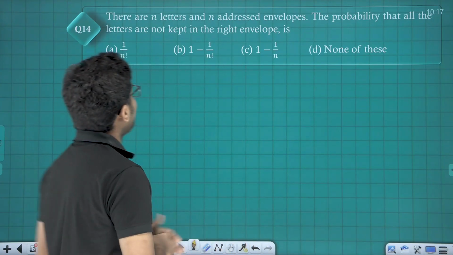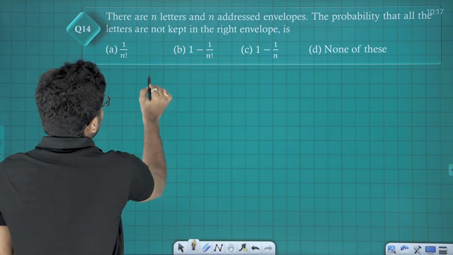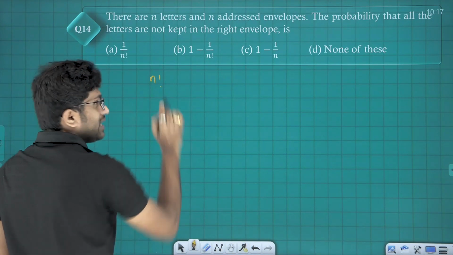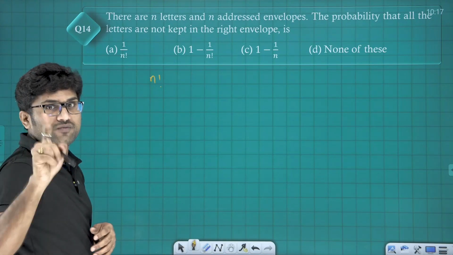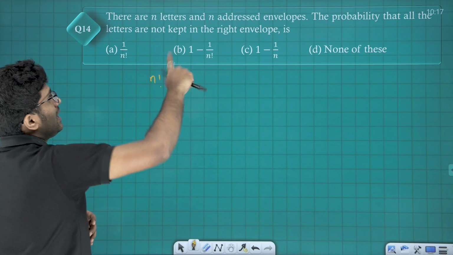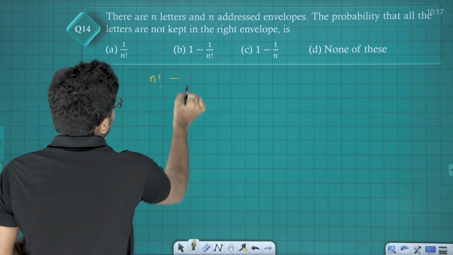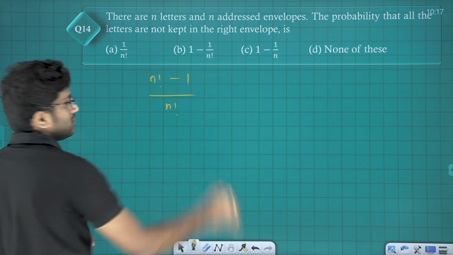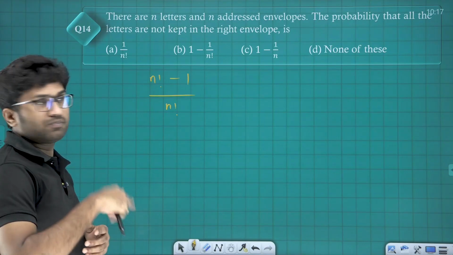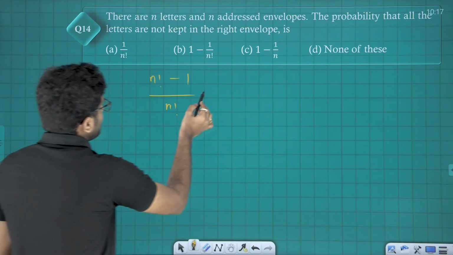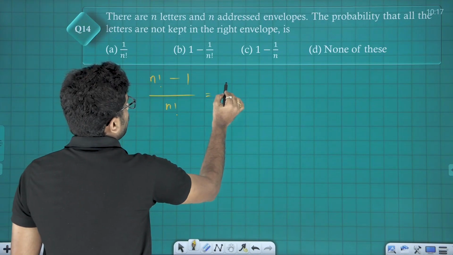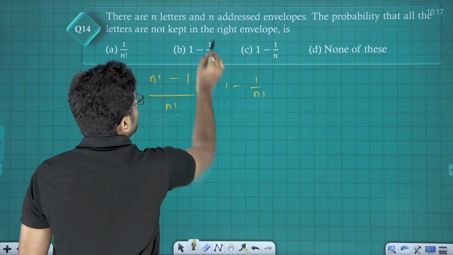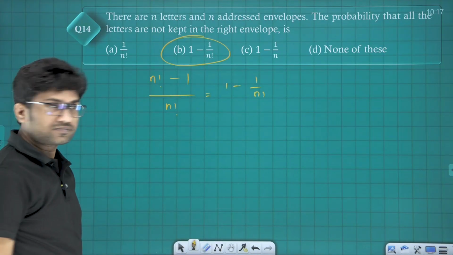Okay, so total number of ways we can arrange them is n factorial, minus, out of this, there exists only one way where we put all the letters in the right envelopes, that is 1. Total divided by total number of ways we can permute them. So n factorial minus 1 divided by n factorial. So that is 1 minus 1 by n factorial, which is option B.